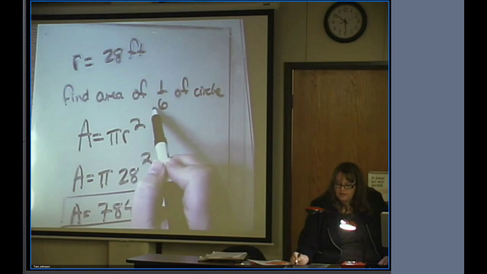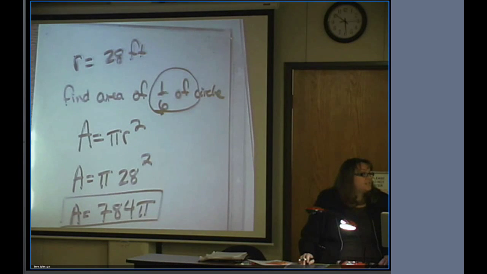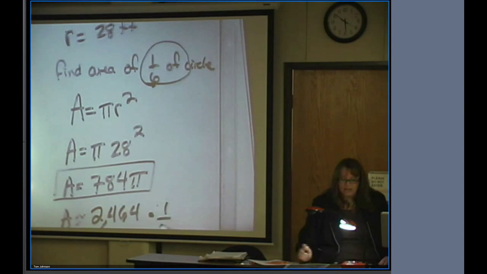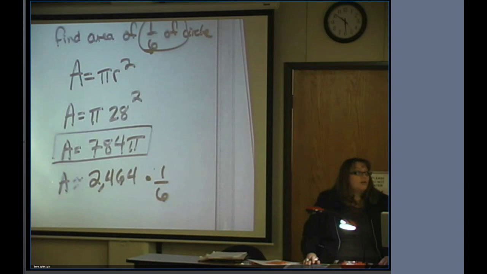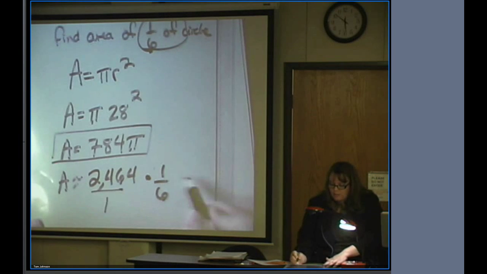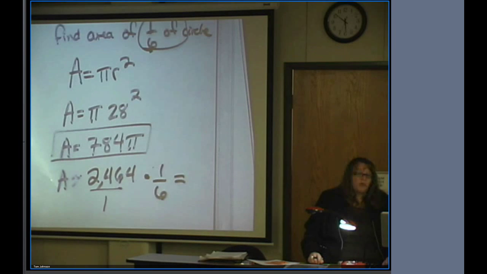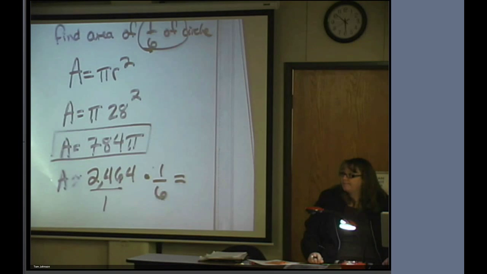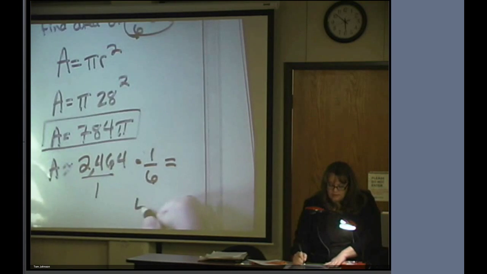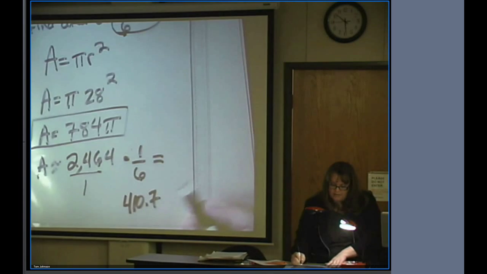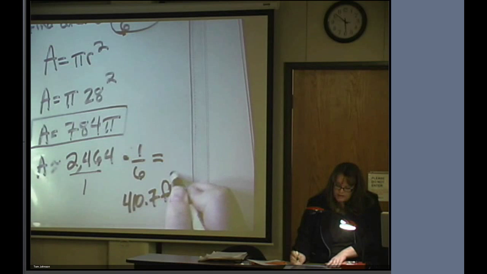Now, a couple ways you can look at it. Notice it says 1/6 of the circle. That means we want 1/6 times the circle. So you could times this by 1/6 if you would like. Or you can look at it and say, I want to break it into 6 equal parts, and so I'm just going to divide it by 6. Notice, regardless of how you look at it, you will eventually divide it by 6, and what we end up with is right around 410.6 feet squared. So if I round, I get 410.7 feet squared would be the area.